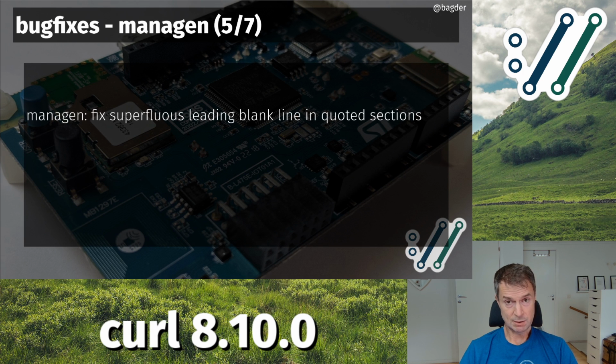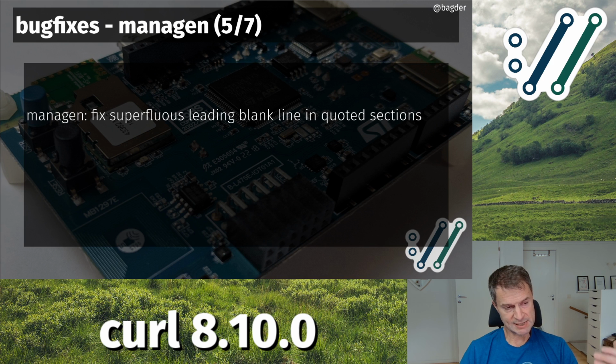So managen, man-gen is a sort of man page generator. It's a script we have that creates the huge curl.1 man page out of many sub pages, pretty much. We write the sub pages in Markdown, so it'll just generate a huge nroff man page or a text version.